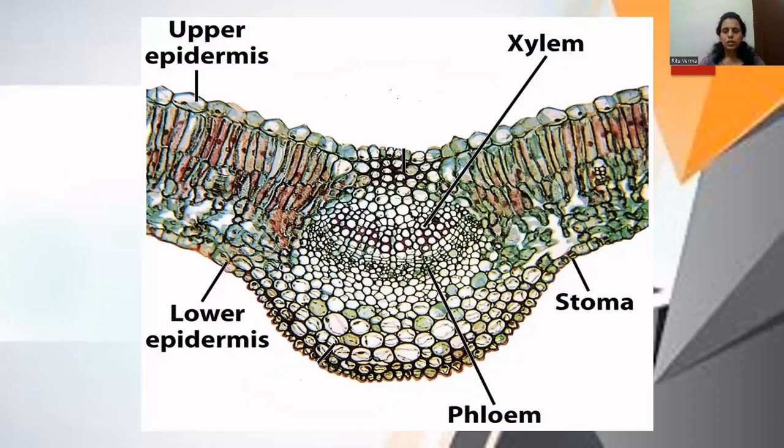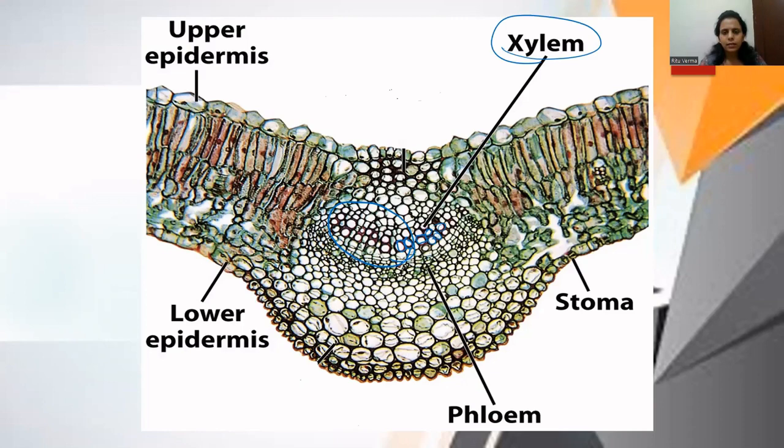This is the cross section of a dicot leaf. This is very important from the exam point of view. Here you can see these cells which are larger, plus these cells are thick walled. You can easily notice that the cells are large in size, plus thick walled. So these are your xylem vessels. The cells which are larger in size plus thick walled are your xylem vessels.